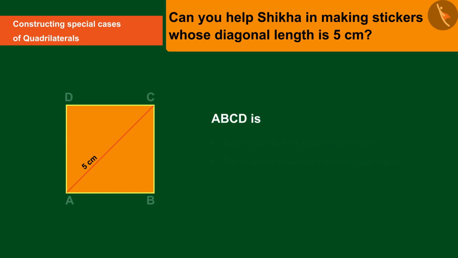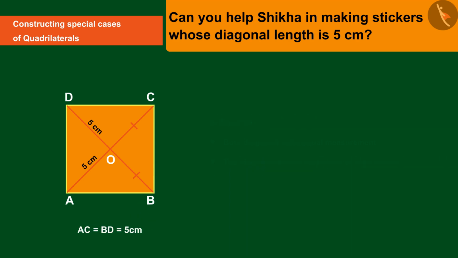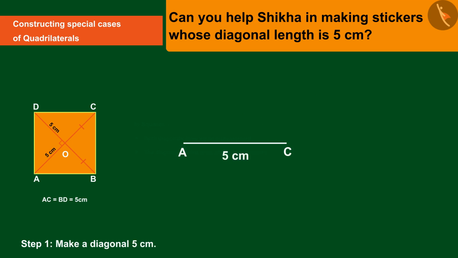Step 1. Suppose the square is ABCD. Diagonal AC equals 5 centimeters. As we know, both diagonals are equal in the square. Diagonal BD equals diagonal AC equals 5 centimeters. And the diagonals of the square bisect each other perpendicularly, which means all these angles would be equal to 90 degrees. Draw diagonal AC equals 5 centimeters.